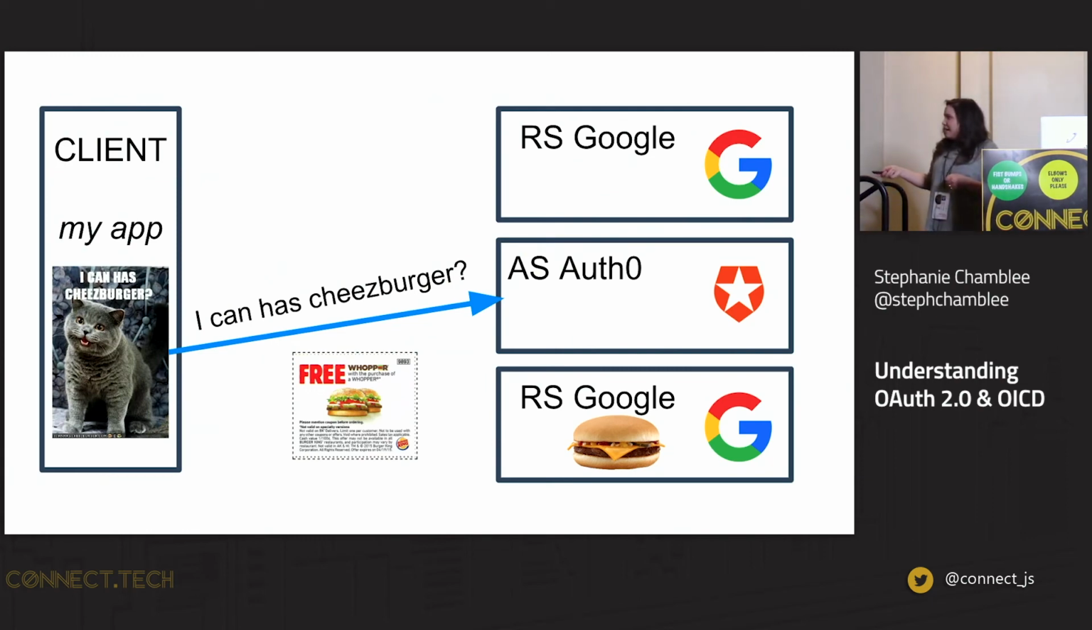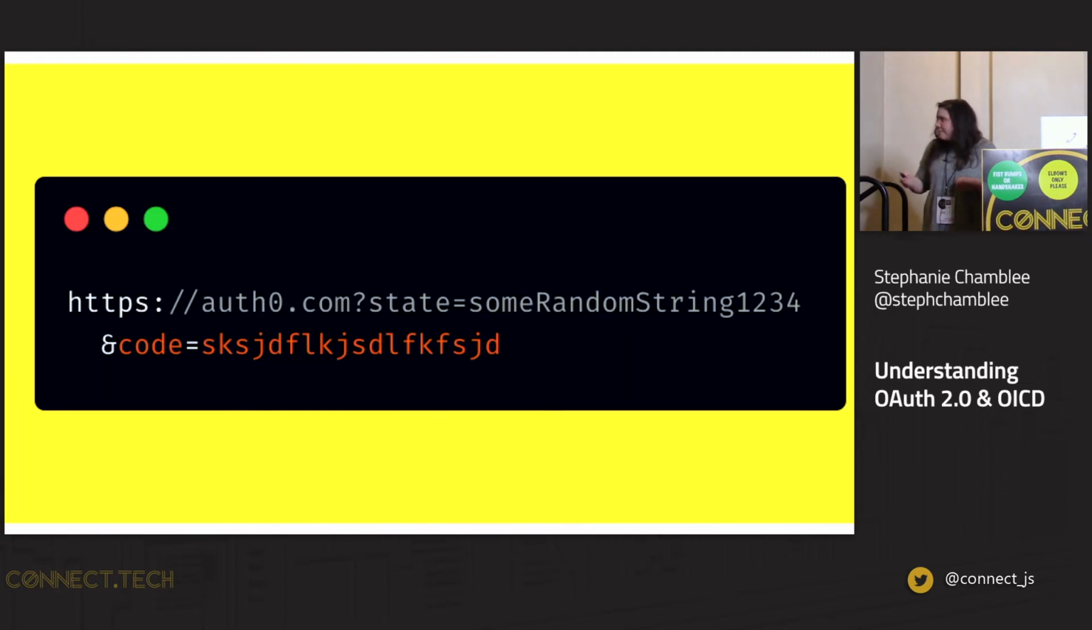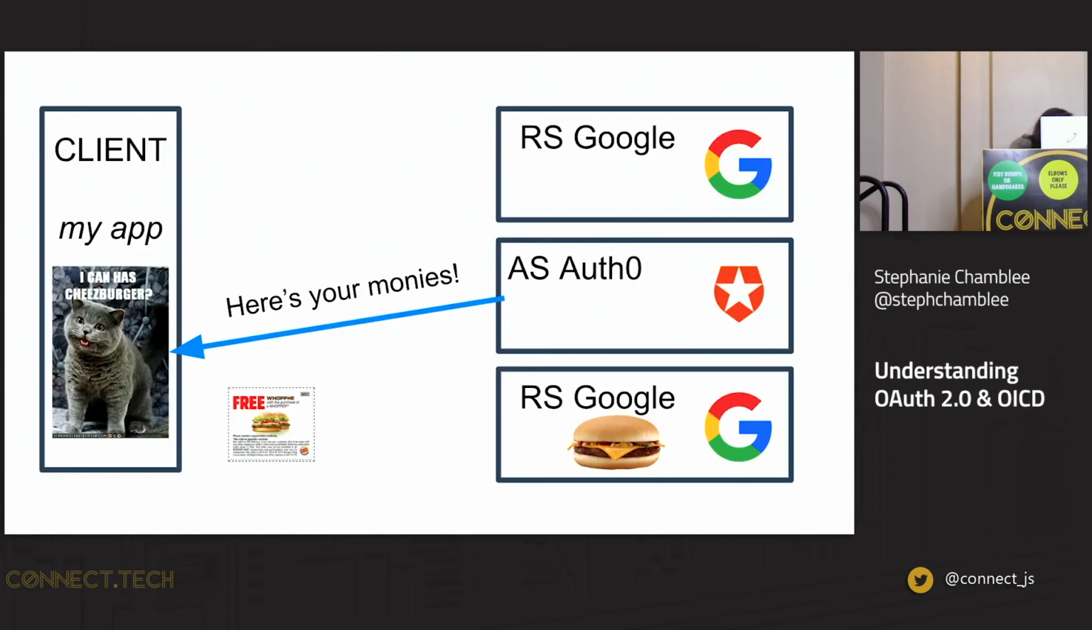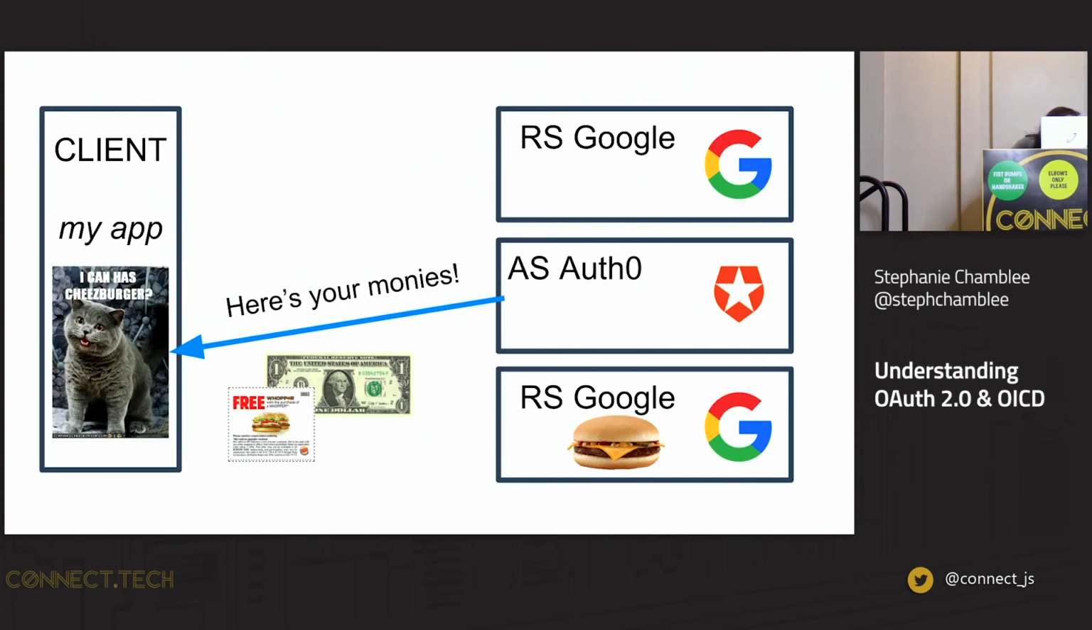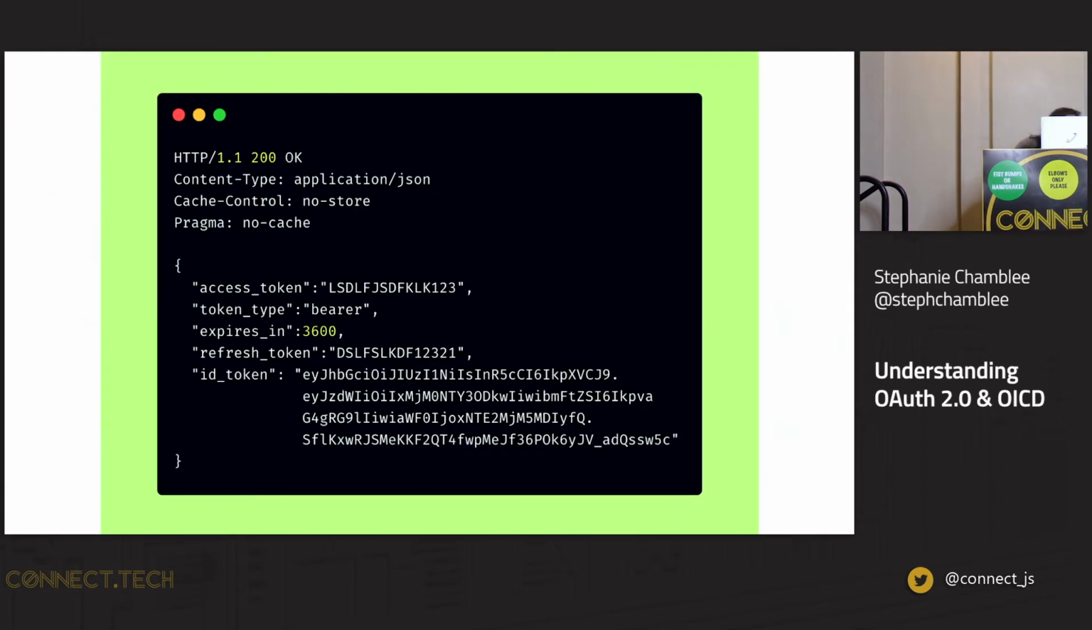Next, the client application will request, using the authorization code, that access token. So it requests Auth0 for the access token. Sorry, I think I messed up my diagram. That's okay. And then this is what the token request and the token response look like.